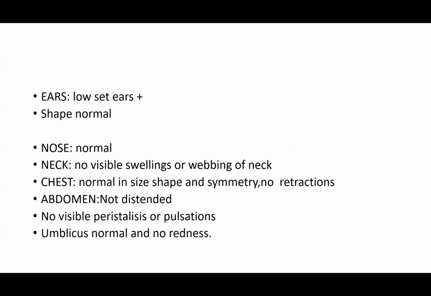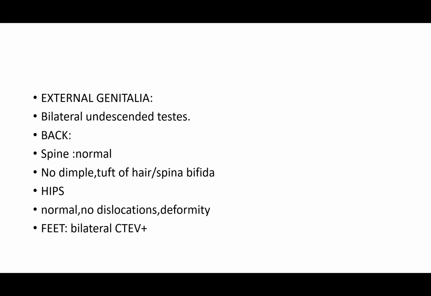Nose was normal. In the neck, no visible swellings or webbing of neck was seen. Chest was in normal shape and symmetry. Abdomen was not distended, and umbilicus was normal with no redness. In external genitalia, bilateral undescended testis was present. Spine was normal, with no dimple or tuft of hair. Hips were normal, no dislocation or deformity. In feet, there was bilateral CTEV. Skin-wise, there was no abnormality and no neurocutaneous markers were seen.